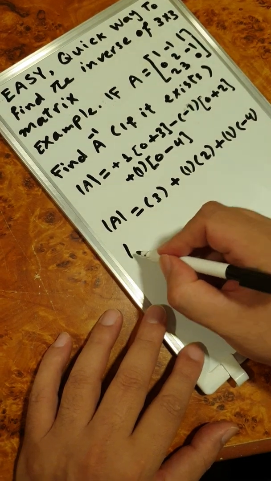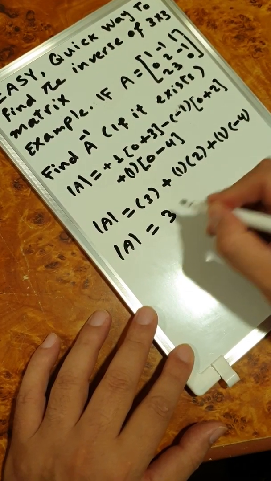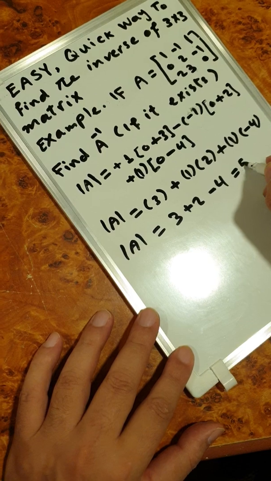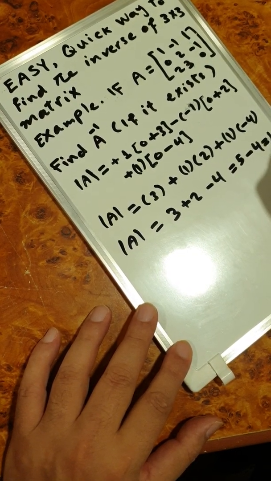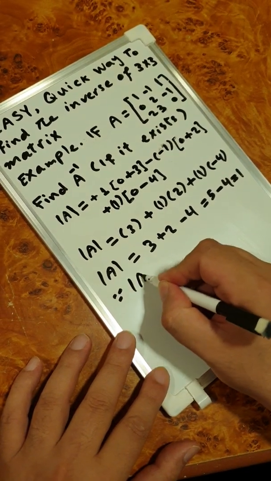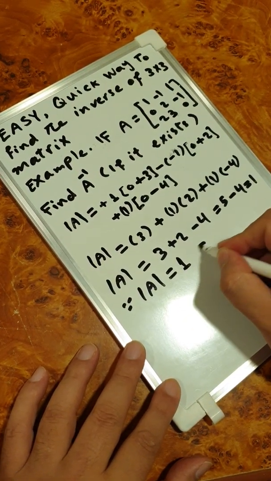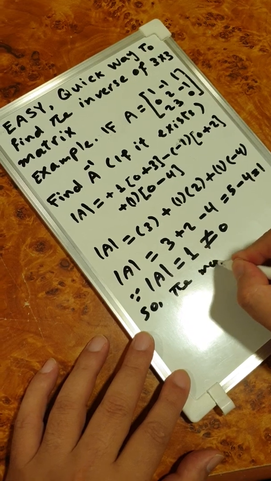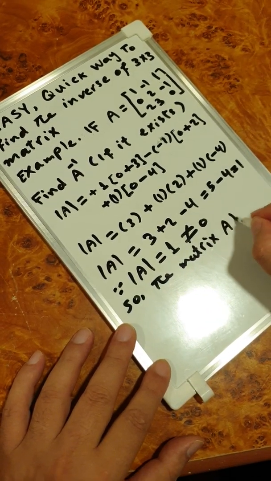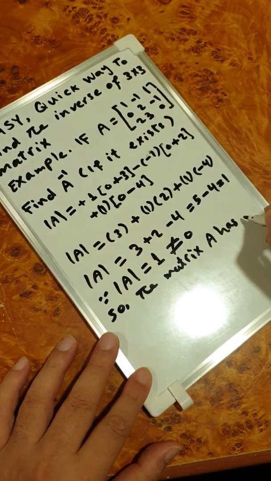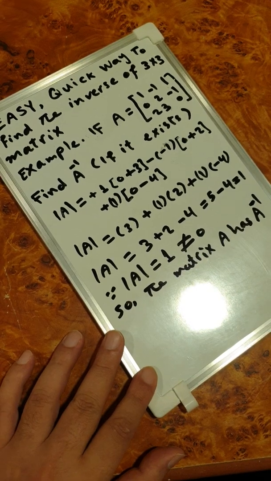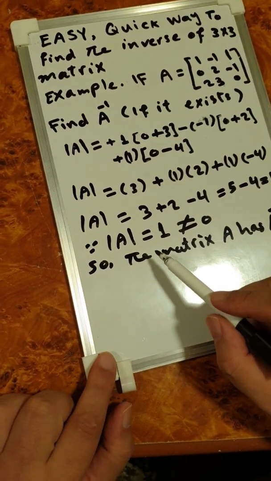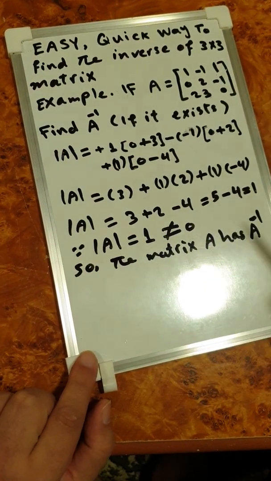So we have det A equals 3 plus 1 multiplied by 2, minus 4. The result is 5 minus 4, equal to 1. Now since the determinant of A equals 1, this number is not equal to 0, so the matrix A has an inverse. The A inverse exists, so we can calculate the inverse of this matrix because we found that its determinant is not equal to 0.